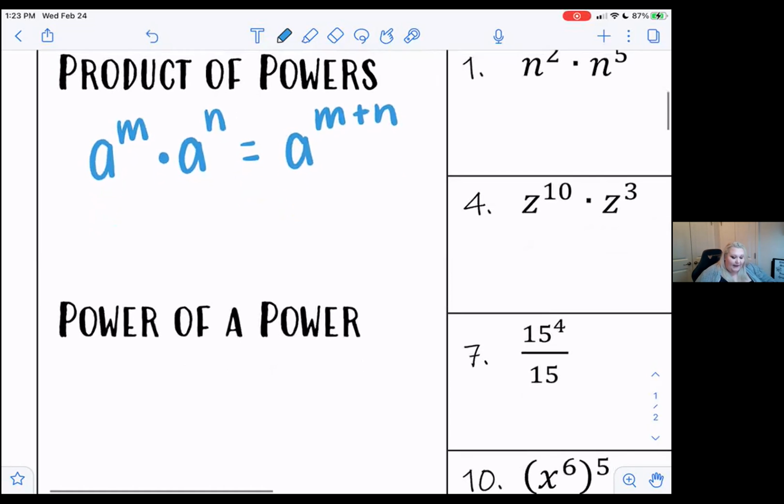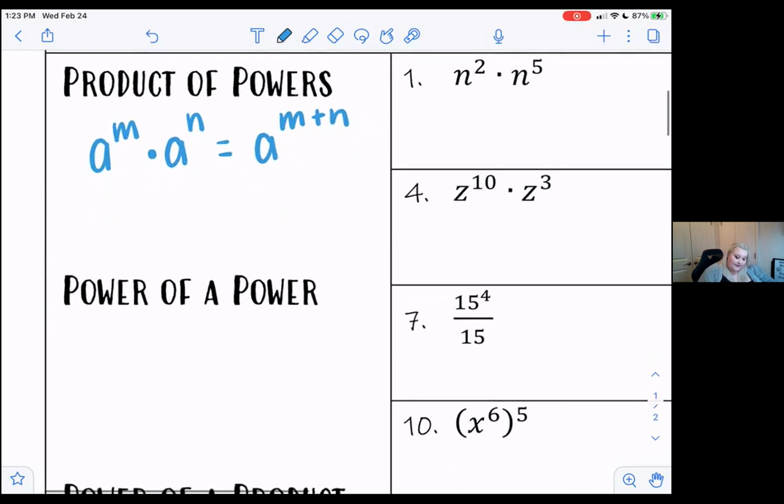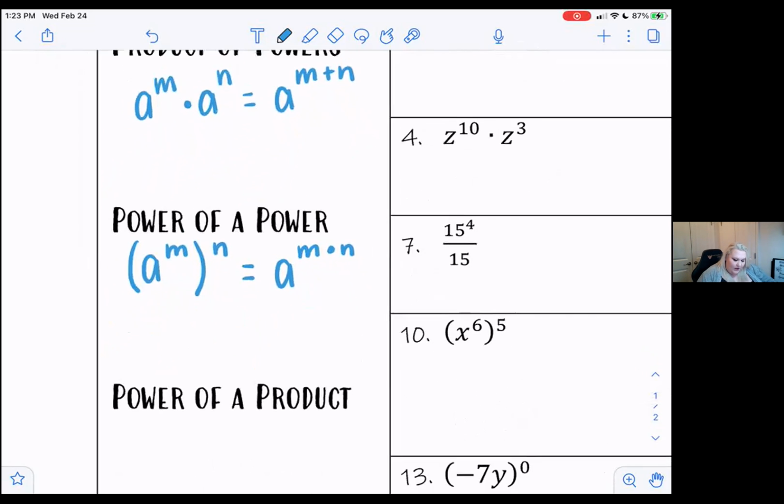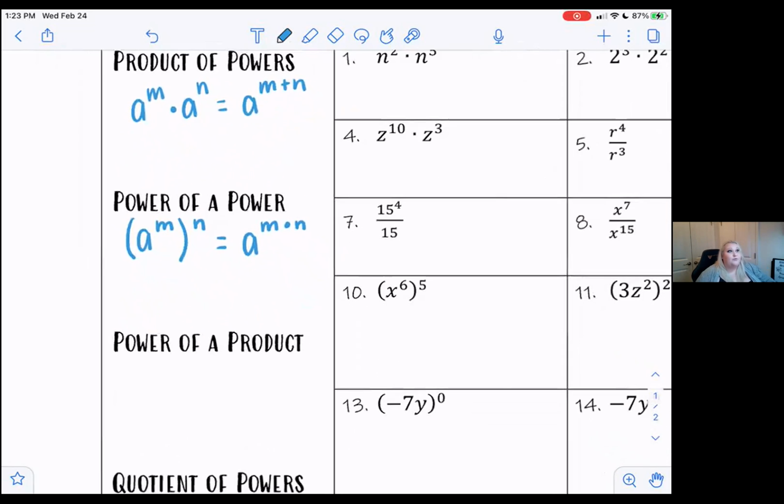A power of a power, that's when we have those parentheses. So it's something like a to the power of m, all raised to the power of n. That's like saying a to the m times n.